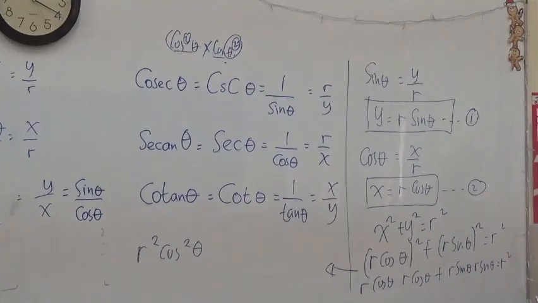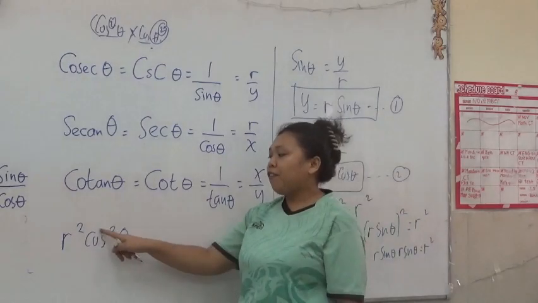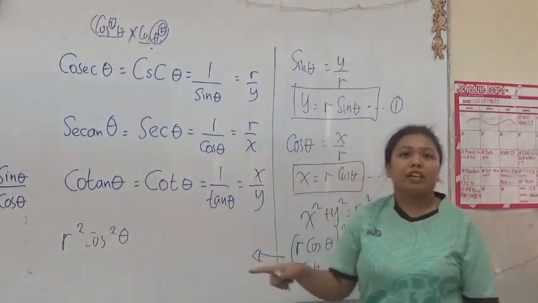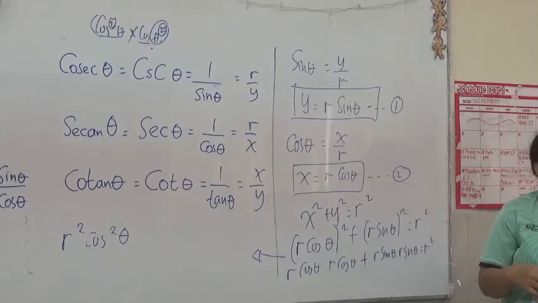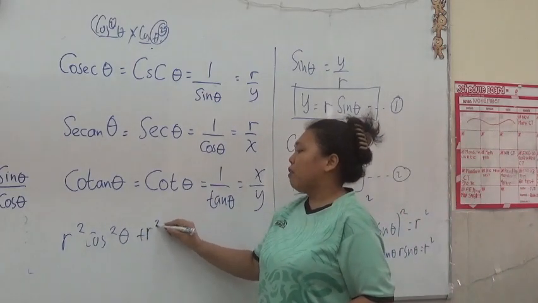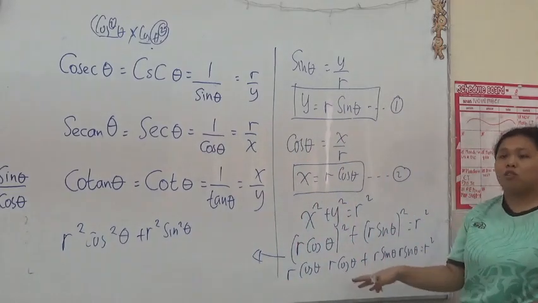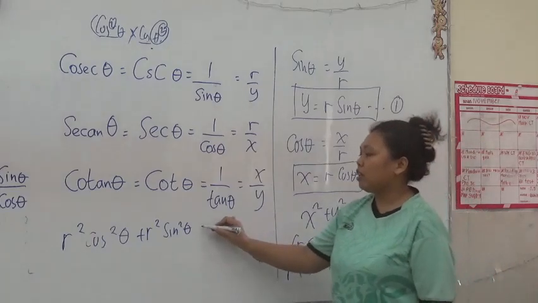When you square your trig ratio, you put the power of 2 or 3 after your trig function, not after your angle, because you square the value of your trig ratio. Okay? Plus r to the power of 2 sine squared theta, because I'm just doing the same as what I did to the cos, equals r squared.